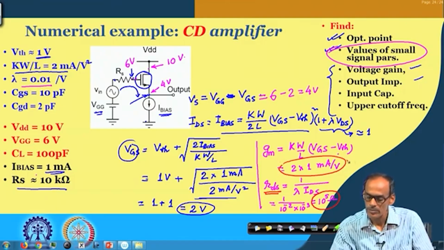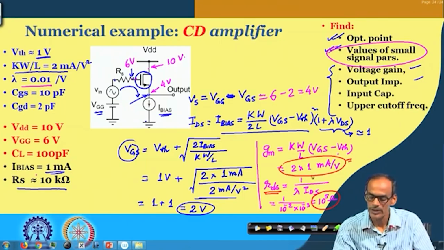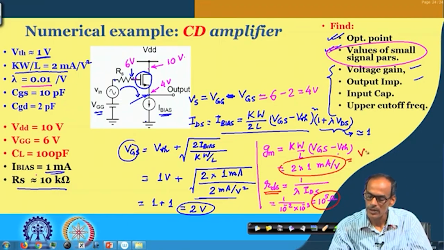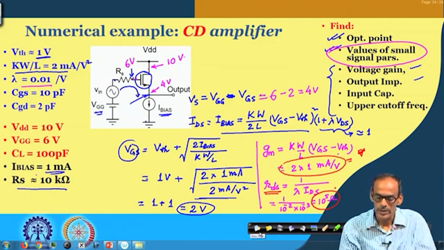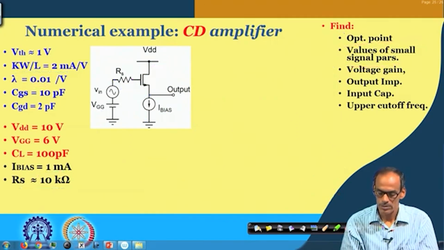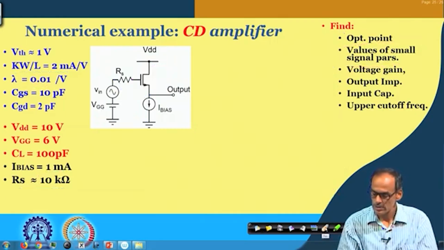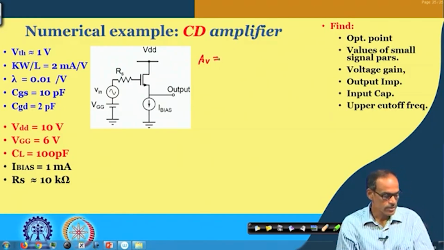To calculate the voltage gain, try to remember the value of this VGS, the GM, and the corresponding value of the RDS. So, again let me use the space and clean it. What you are looking for is the voltage gain AV. So, what is the voltage gain of this circuit?